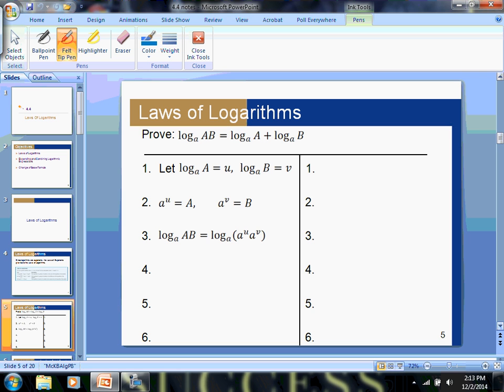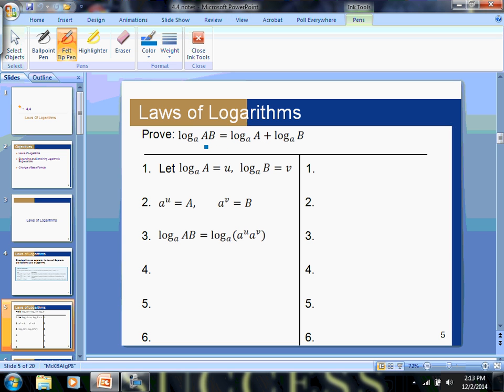Now, this proof that we're going to go through is just an exercise. I know you haven't seen proofs probably since geometry. As you get into higher levels of mathematics, you'll see more and more proofs. So I just wanted to show you that this property actually works.